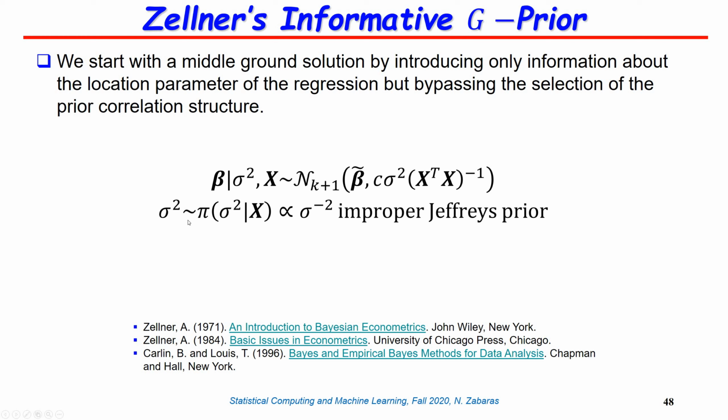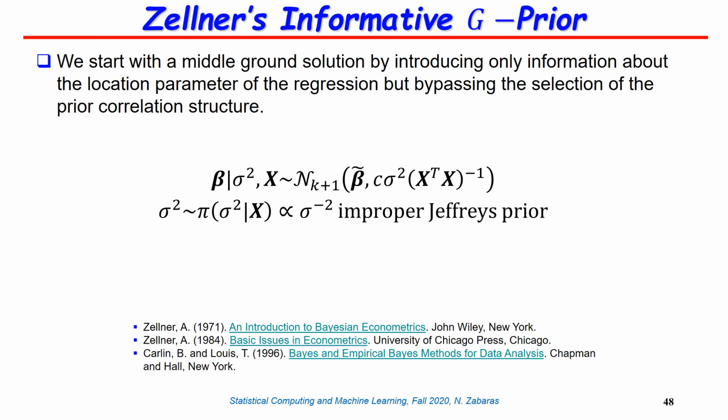In Zellner's G prior, first we use an improper Jeffreys prior for sigma squared rather than an inverse gamma distribution. The distribution of beta given sigma squared is of course again a Gaussian, with tilde of beta being the prior mean, but notice now that the matrix M that I had before takes a very specific structure, which is X transpose X. In addition, I have a scale parameter C that can be tuned to define how confident I am in this prior.